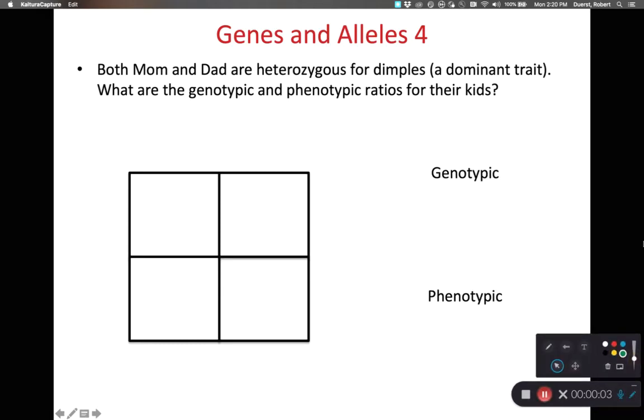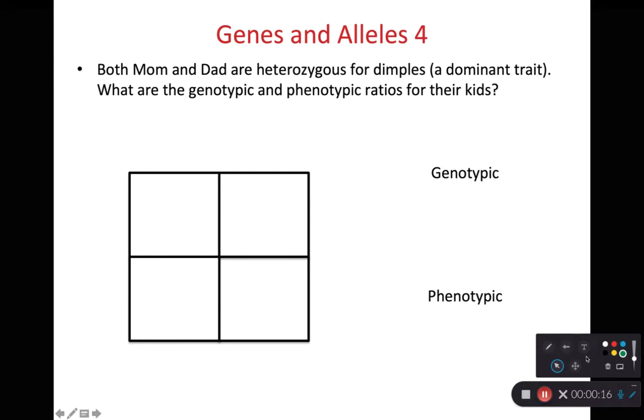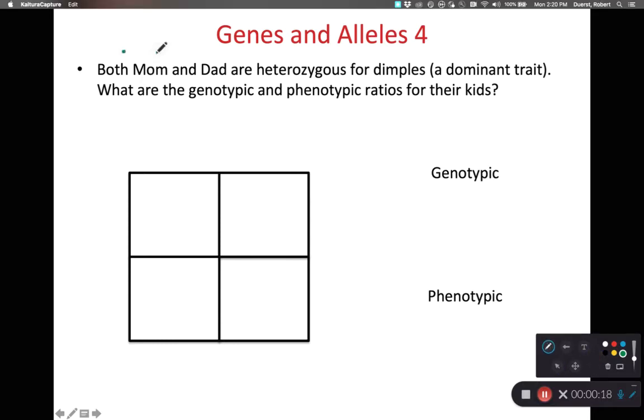Hi class, in this recording we're going to start working through some Punnett squares and creating some genotypic and phenotypic ratio examples. So let's look at mom and dad. Mom and dad in this scenario are both going to be heterozygotes. So mom is a heterozygote and dad is a heterozygote. And the trait at hand is dimples.